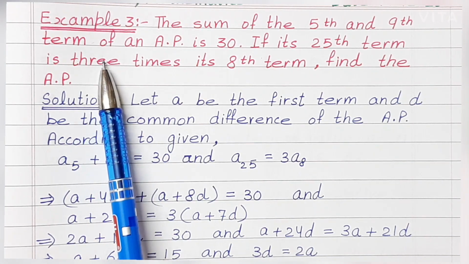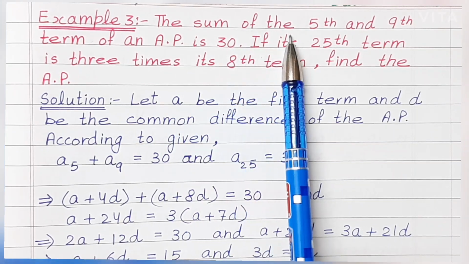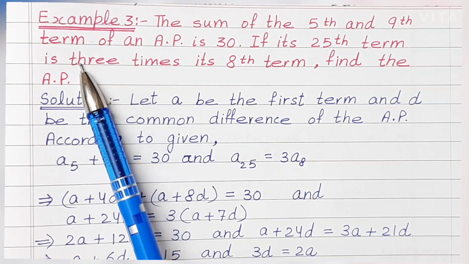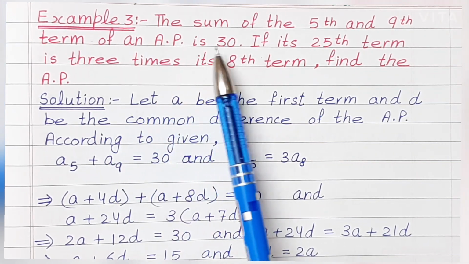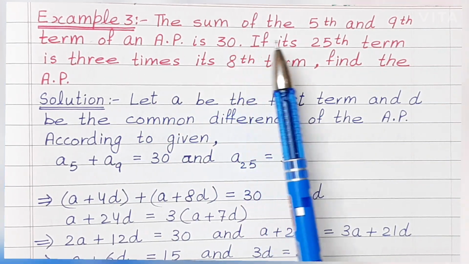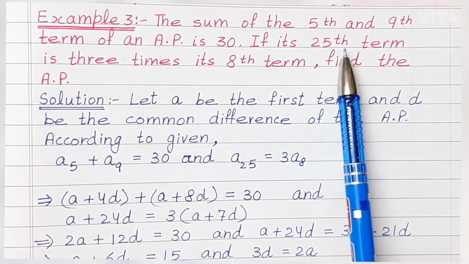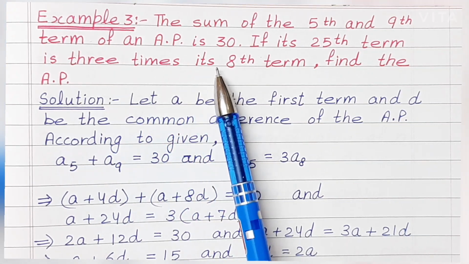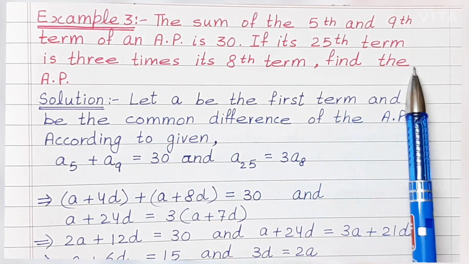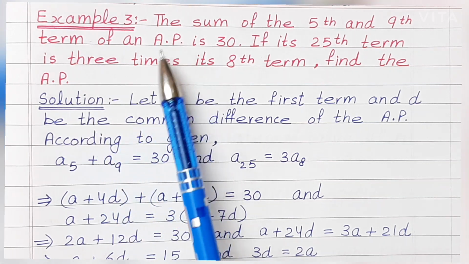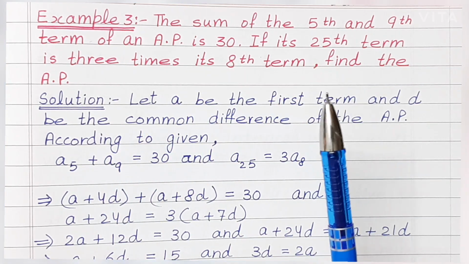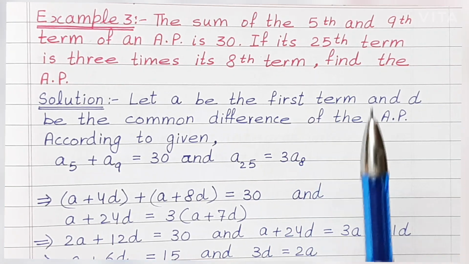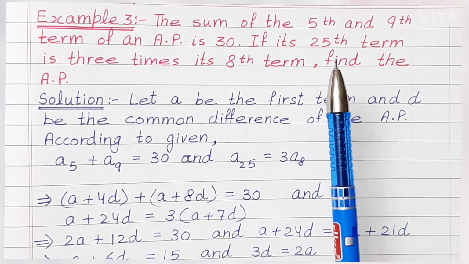Example number 3: the sum of the 5th and 9th term of an AP is 30. If its 25th term is 3 times its 8th term, find the AP. Now students, here the arithmetic progression series is not given. We need to find that.